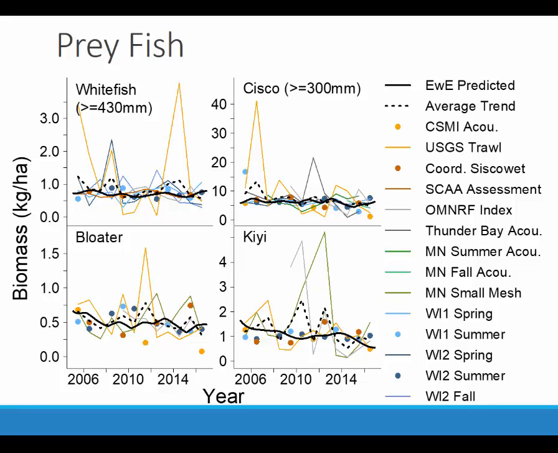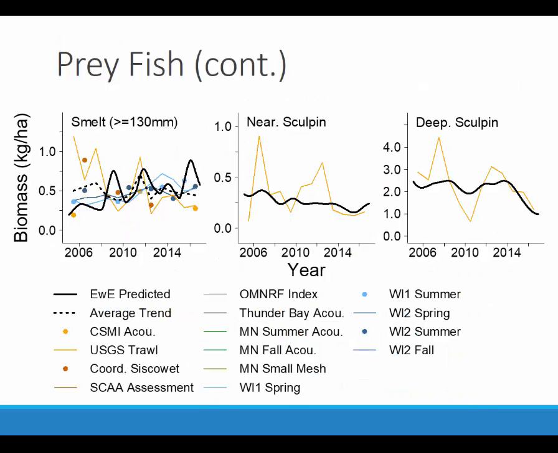So for our whitefish and Cisco, we can see that, yeah, we're generally following these trends. We're predicting a relatively stable population for both whitefish and Cisco. If we look on the bottom, we have bloater and kai, and we're predicting some declines in both of these populations, which we see in our surveys.